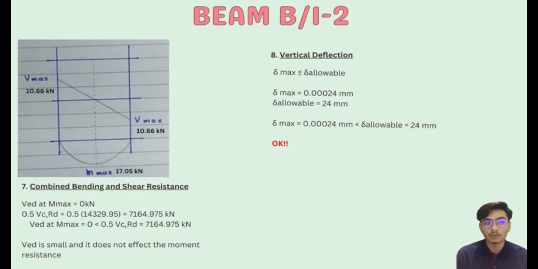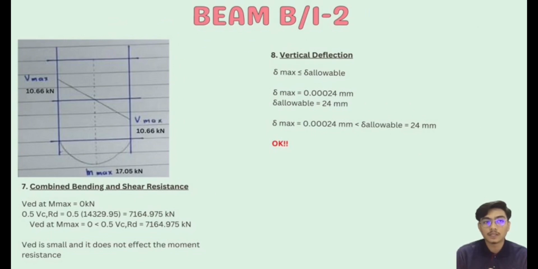Okay, we do some calculation. For the combined bending, the limit is 0.5 VCRD, which is 0.5 times 1432.995, equal to 7164.975 kilonewton. That means VED at Mmax equal to 0 is less than 0.5 VCRD equal to 7164.975 kilonewton. It means VED is small and it does not affect the moment resistance.